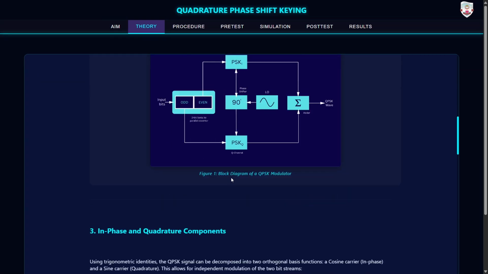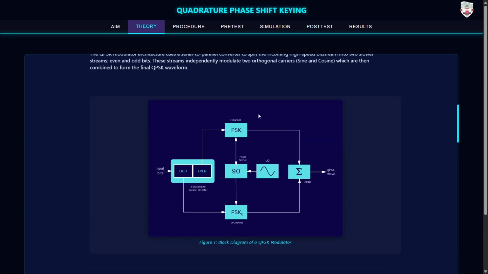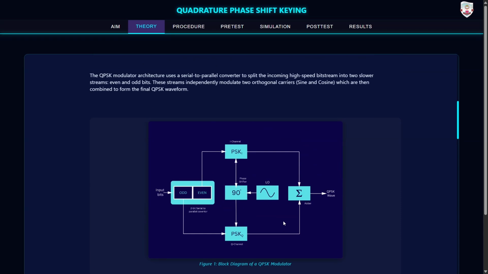To generate these phases, the system splits the input data into I and Q signals. The I signal modulates a cosine carrier while the Q signal modulates a sine carrier. Because these two carriers are 90 degrees apart, they can transmit information independently.